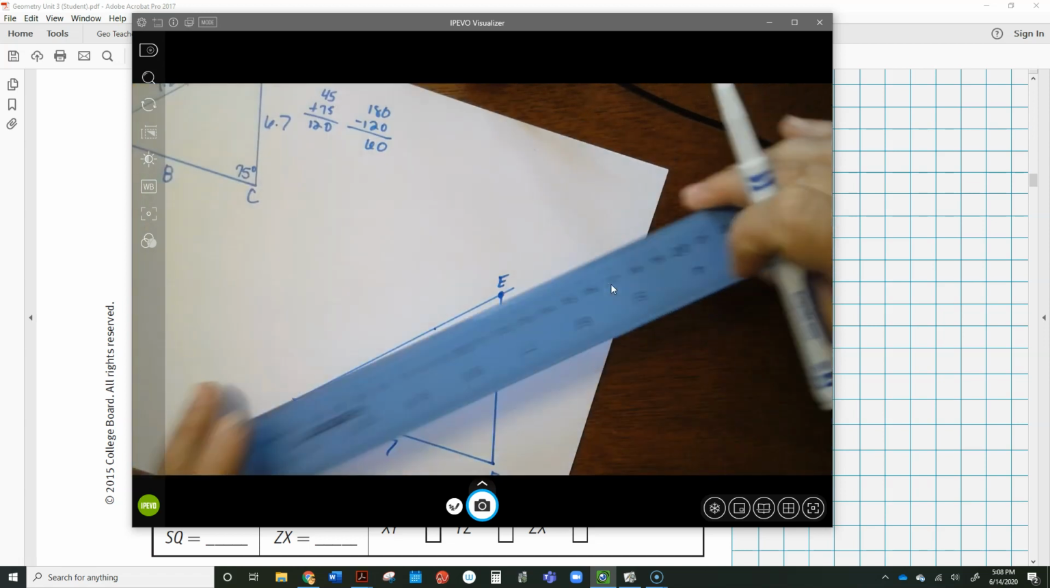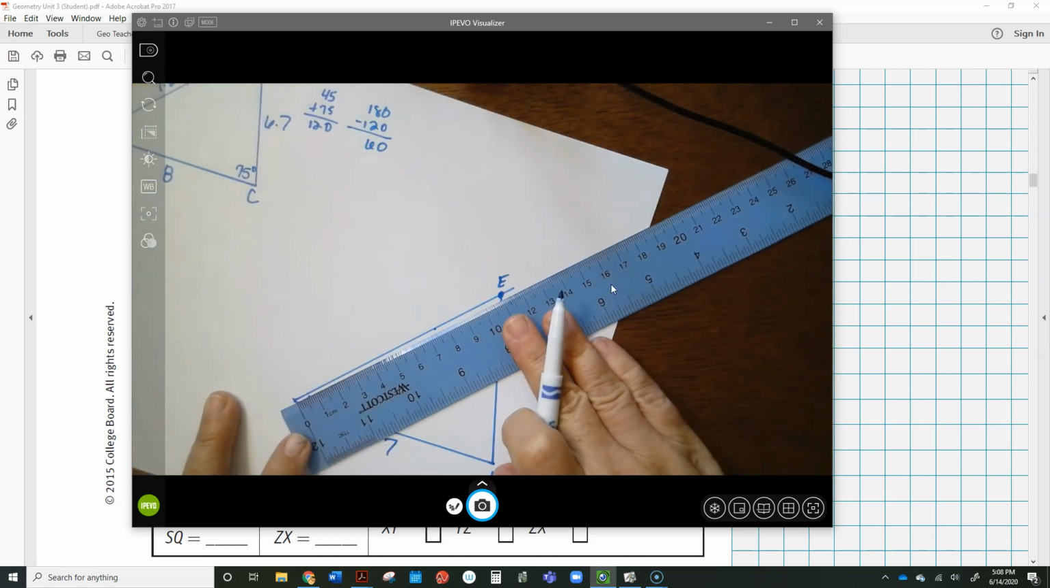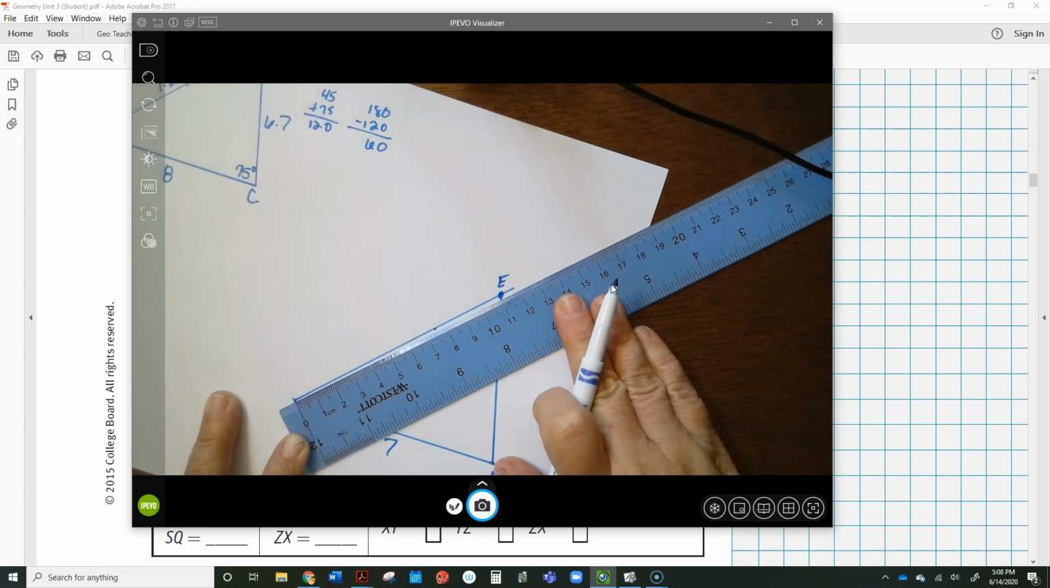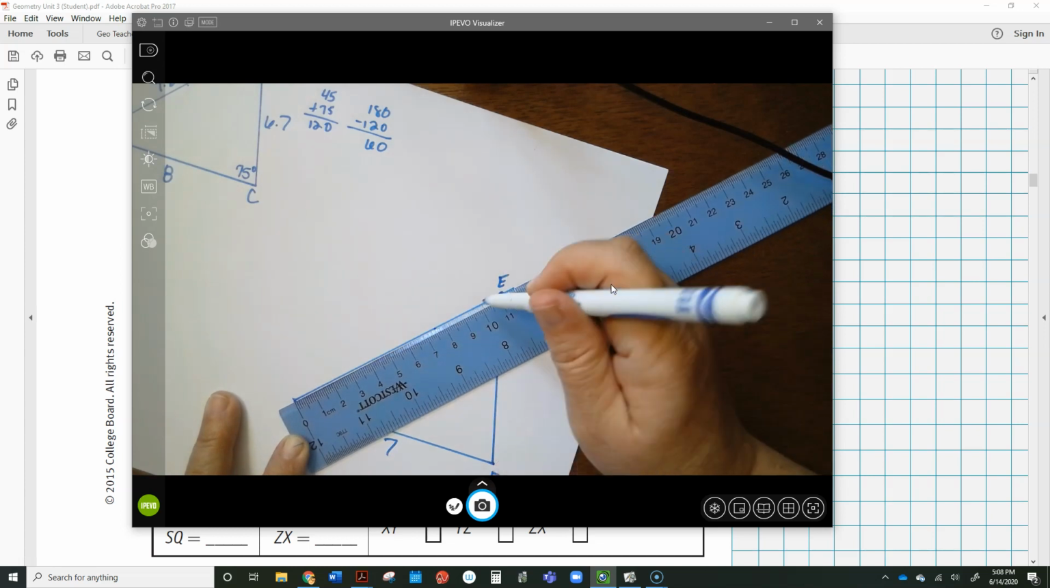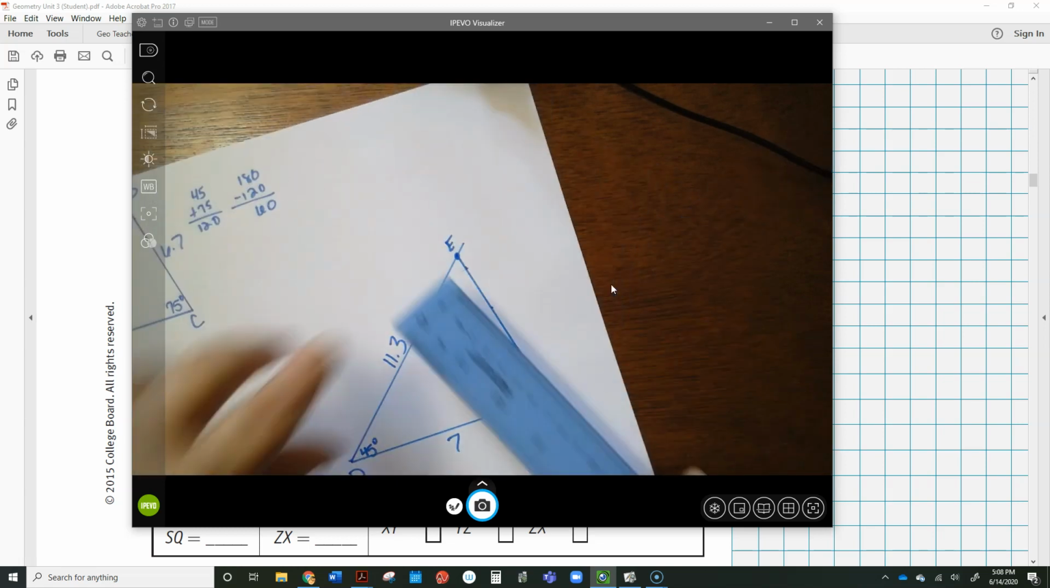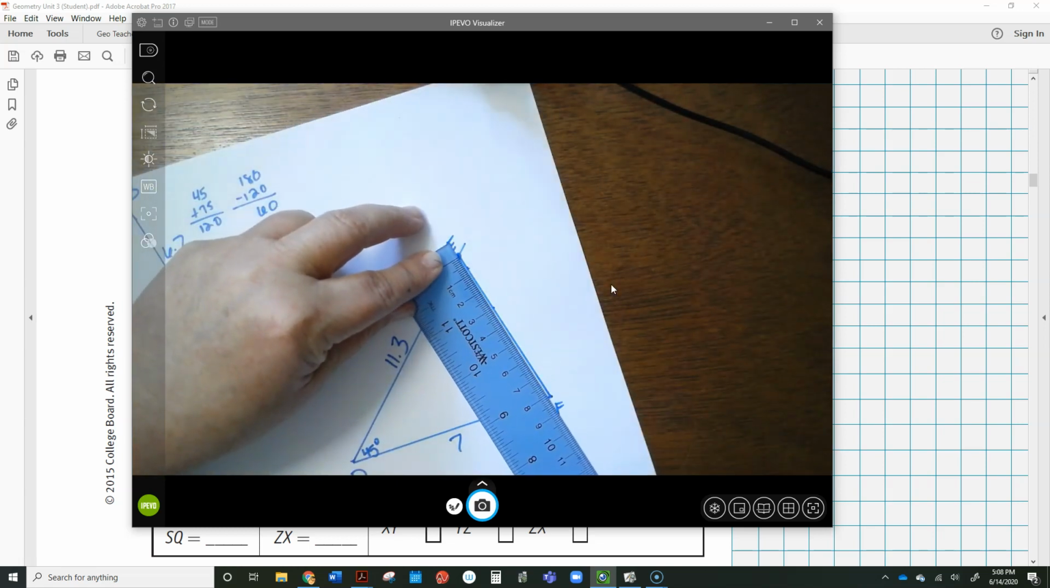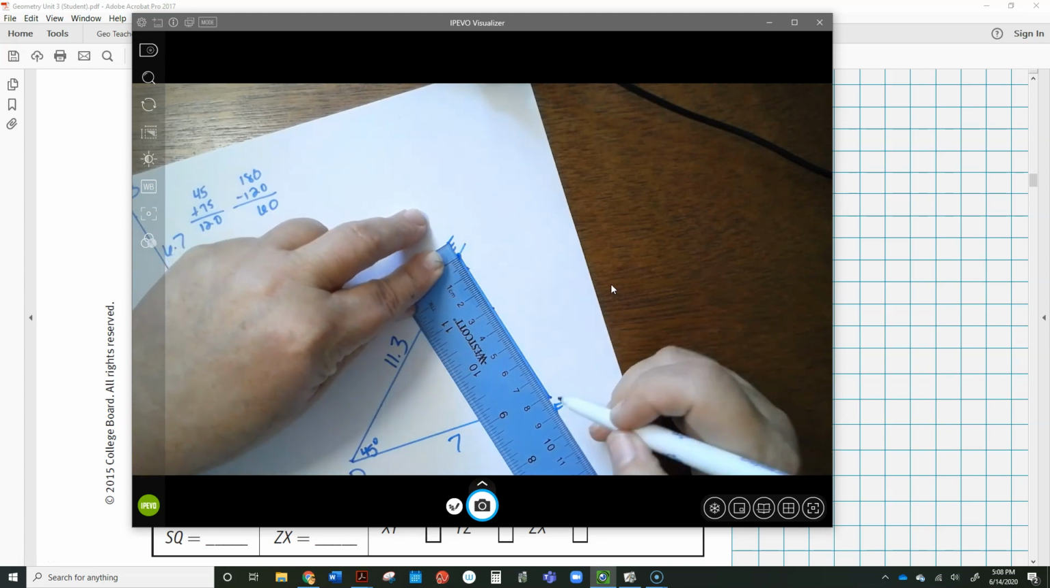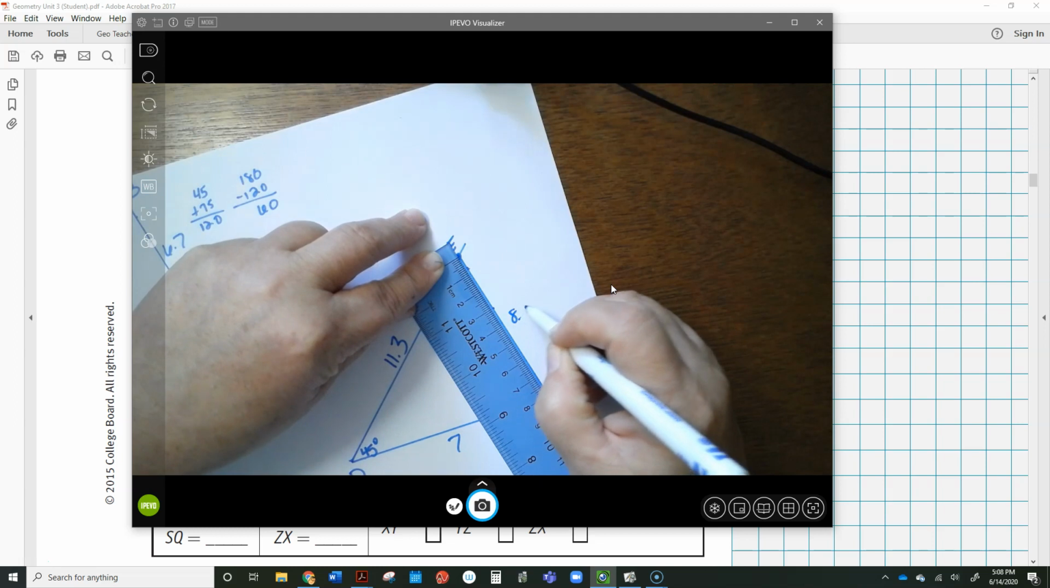Okay, measured this one, and I go to the dot, try to go to the middle of the dot. That looks like it's 11.3. And then this one over here looks like it's about 8.2.